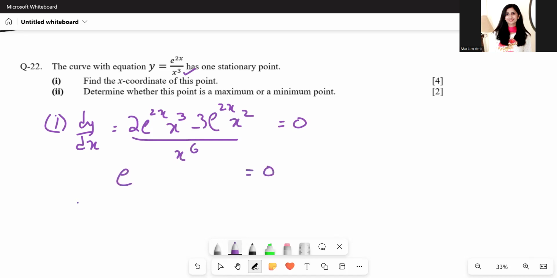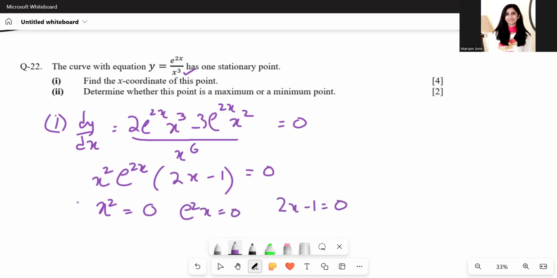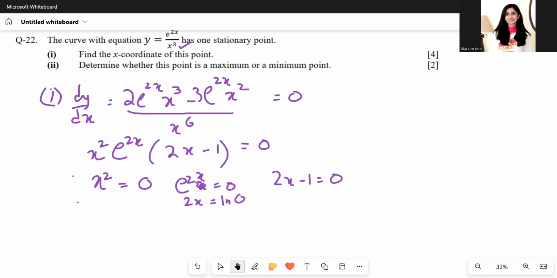Here we can take e power 2x common and x squared common. So we get 2x minus 1 equals 0. We get x squared equals 0, or e power 2x is equal to 0, or 2x minus 1 is equal to 0. Okay. The e power 2x case gives us a math error, because if we send e to the other side, we get 2x is equal to ln 0, which is a math error, so no solution here.